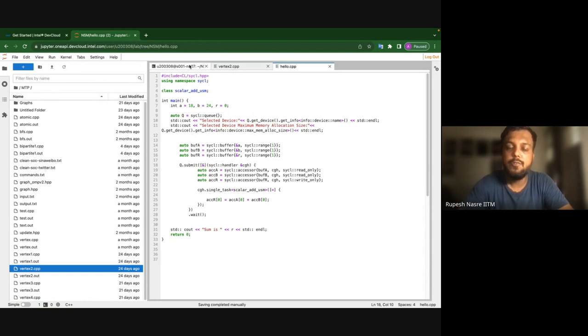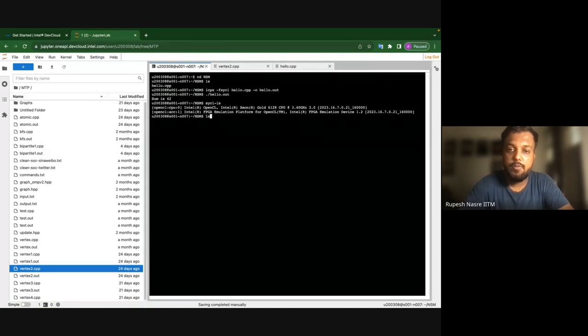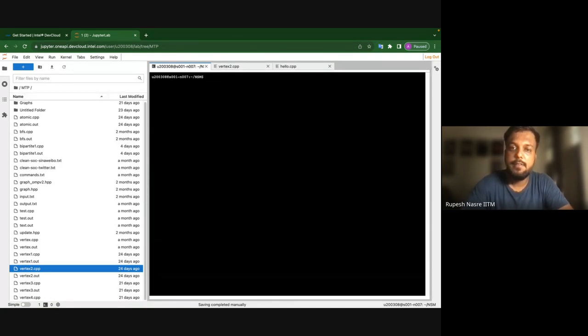Right now, I have to compile it again to check what is going on here. Let me clear the screen. I have to execute this code again. It's compiled successfully. Now I have to execute hello.out. You can see this: the selected device is Xeon Gold. It's a CPU, since we haven't defined what we are going to allocate. And this is the device memory allocated.